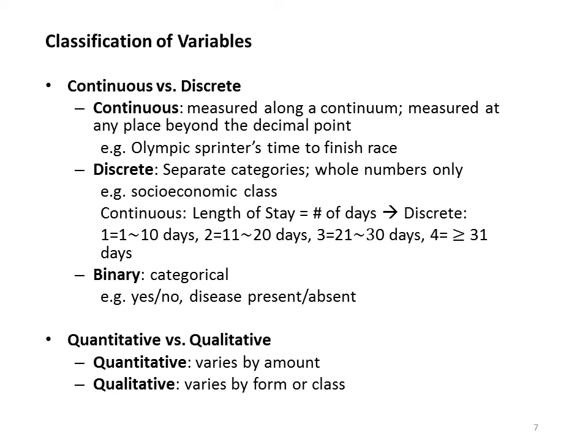Binary variables are the categorical variables with only 2 outcomes. For example, yes or no, disease present or absent. And variables can also be classified as quantitative or qualitative variables.